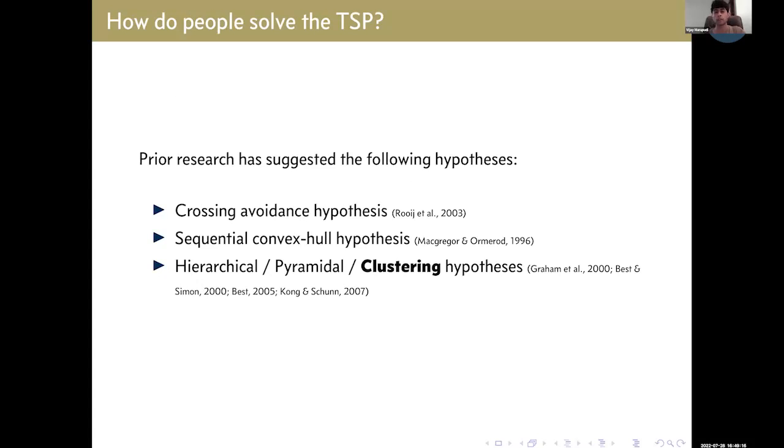So how do people solve the traveling salesperson problem? Well, prior research has suggested the following hypotheses: the crossing avoidance hypothesis, the sequential convex hull hypothesis, and the clustering hypothesis. I'll just go into these.